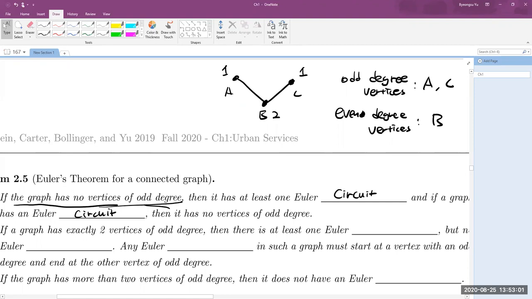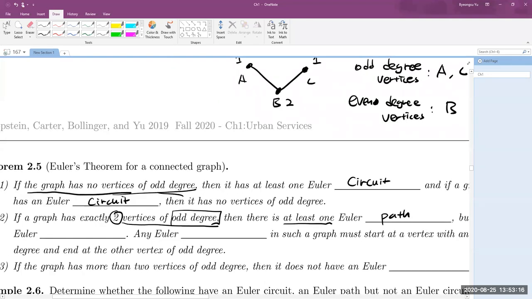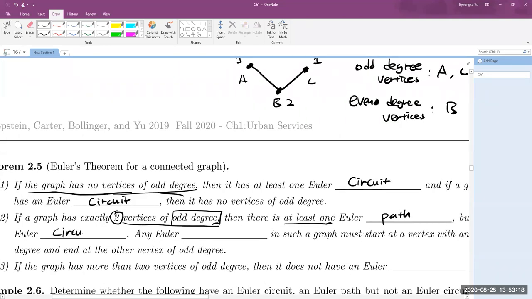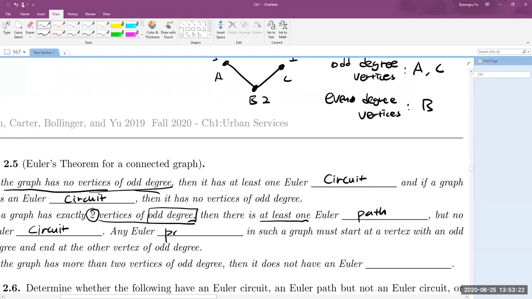The second result is that if a graph has exactly two vertices of odd degree, then there is at least one Euler path, but no Euler circuit. And any Euler path in such a graph must start at a vertex with odd degree and end at the other vertex of odd degree.